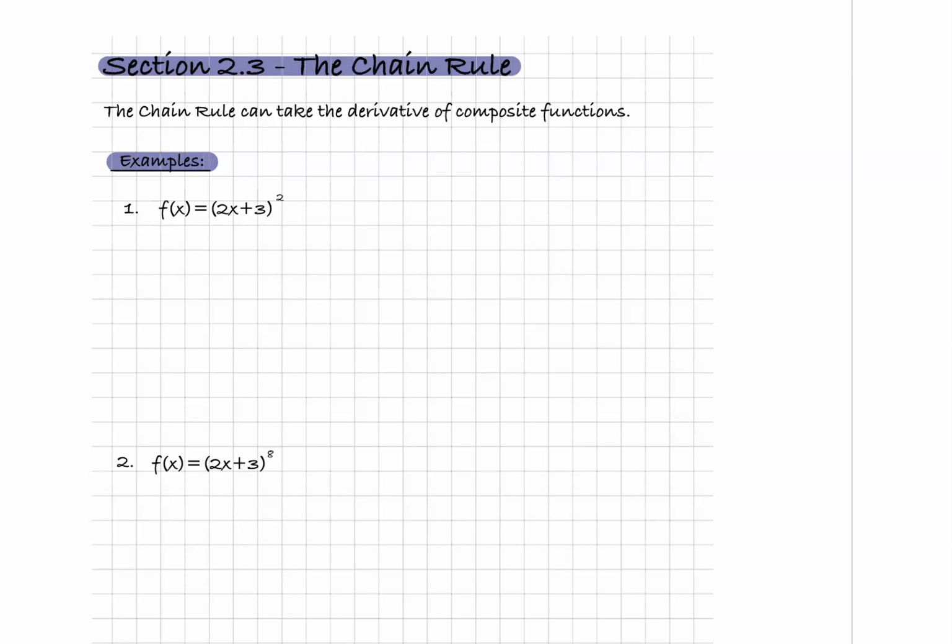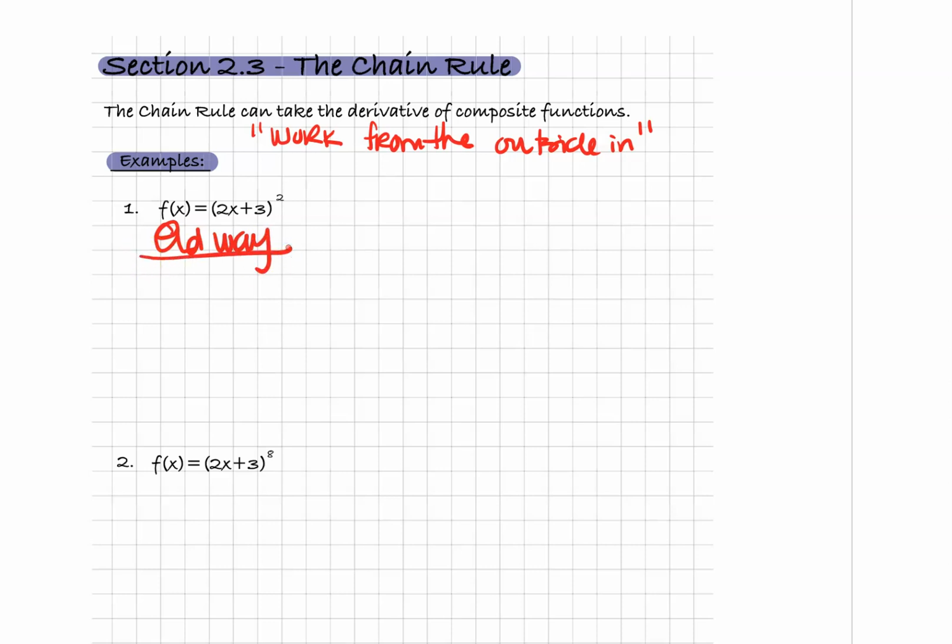So the chain rule can take the derivative of composite functions. And so when you're approaching the chain rule, what you want to remember is that you are going to work from the outside in. So you're going to work from the outside inward. And so what I want to do is look at this first example, and first look at it the old way. Let's look at it from a perspective that we already know how to handle it.